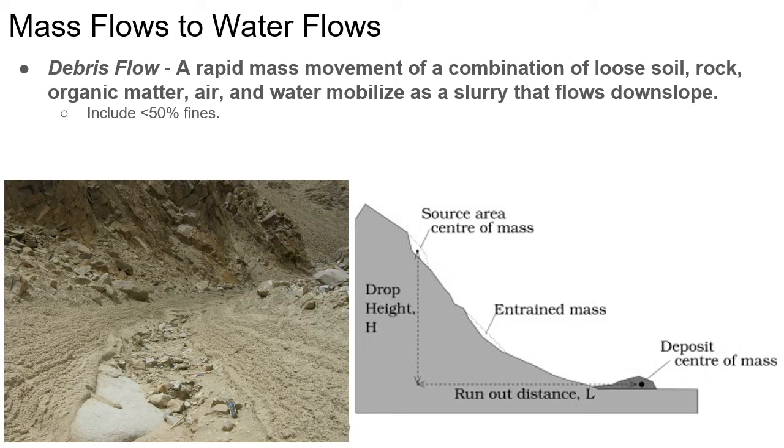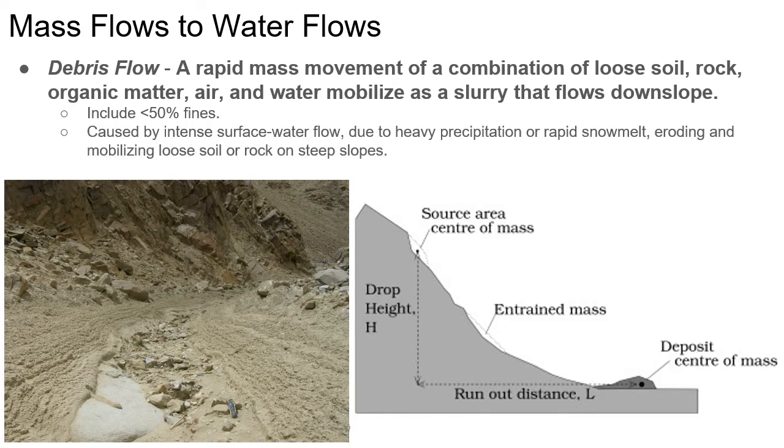These usually include a little bit less than 50% fine grained materials, so our silts and clays are relatively lower in these cases. And these are usually caused from really intense surface water flows. So you have heavy precipitation, you get a lot of rainfall, or a sudden early spring where you get a lot of snow melt and you've saturated that already unconsolidated sediment. This erodes and mobilizes all of that loose rock and soil, and in a very steep slope situation, you end up with some of these massive debris flows.